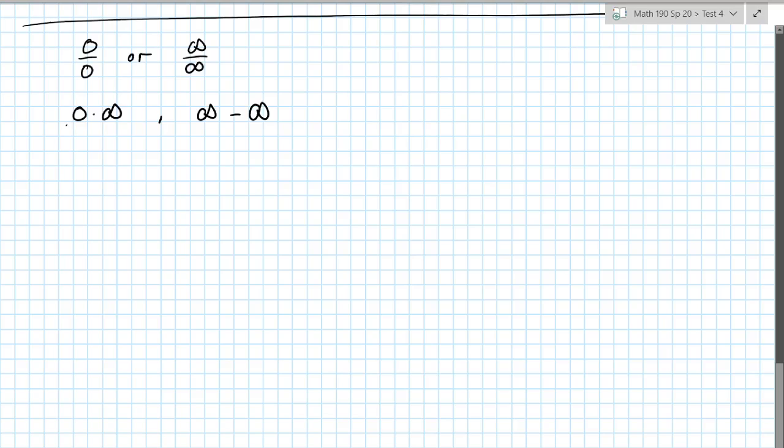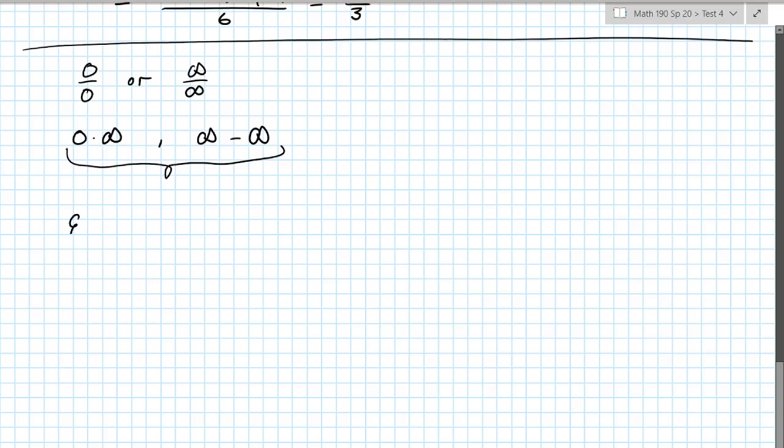In any case, we want to manipulate these so that we can get them into the L'Hopital's rule form, which is 0 over 0 or infinity over infinity. So the first example is the limit as x approaches 0 from the right of x times the ln of x. So this is the form of 0 times negative infinity, which is the same as 0 times infinity.